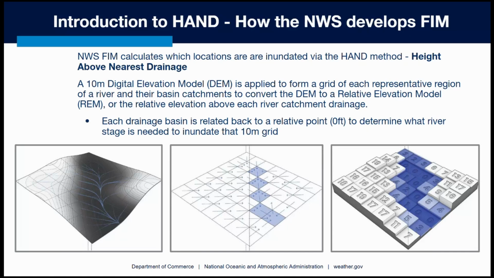It forms each grid representative to that relative elevation model. And then each of those basins are related back to a relative point, which we would call a 0 foot level, to determine what the stage would need to be to inundate that grid. So that's just a quick showing. I like the images. They probably tell you a lot more than just the words on the screen, but you can kind of see those numbers on the right are the elevation relative to that 0 level of each grid cell there. And as the water rises in the model, it will spread that water out based on those elevations of those grid cells.